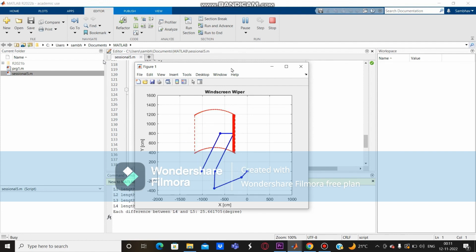The red zone marks the area wiped by the wiper mechanism. The area can be changed by changing the various lengths and the geometrical constraints. However, the geometrical constraints are fixed in the problem, so let's leave it at that. This is the animation, the red zone showing the area of the wiper.